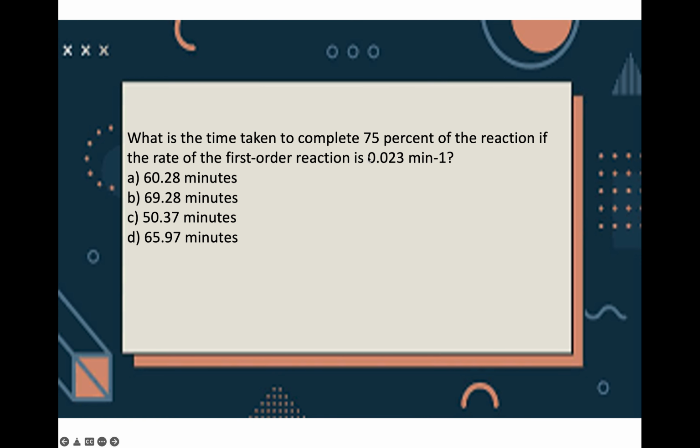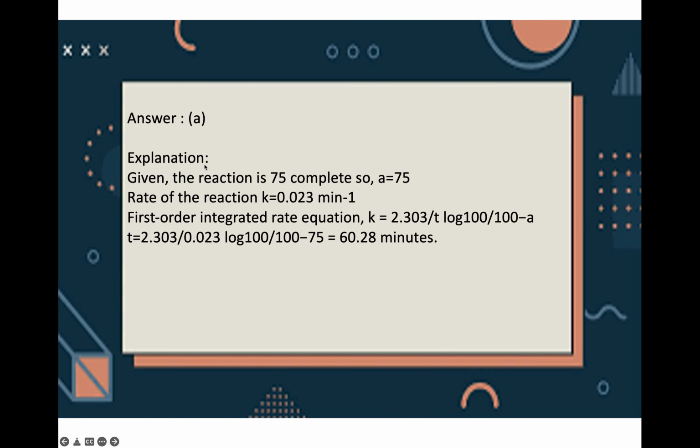Now what is the time taken to complete 75% of the reaction if the rate constant of the first order reaction is 0.023 per minute? So you have to find the time taken to complete 75% of the reaction, and they have given you the rate constant of the first order reaction as 0.023 per minute. Option A is the correct choice. 75% of the reaction complete, so A should be taken as 75. Rate constant is given.